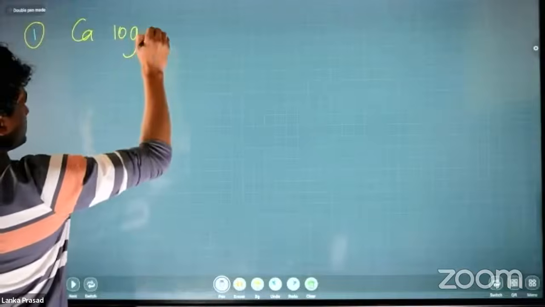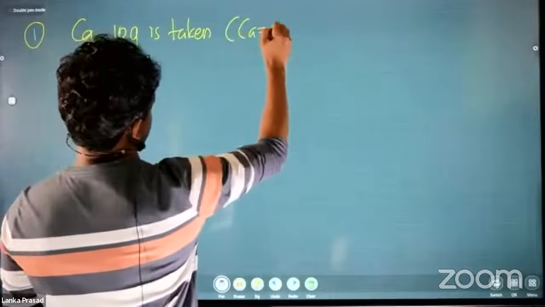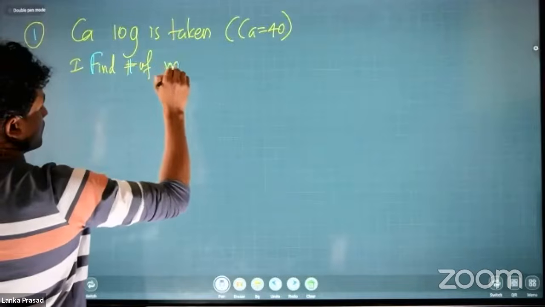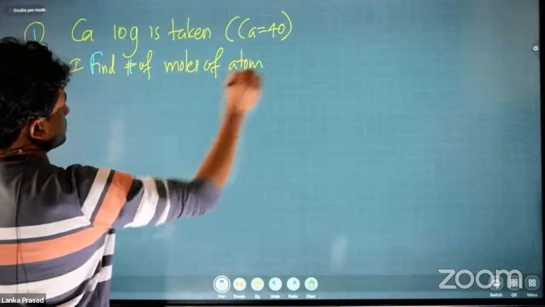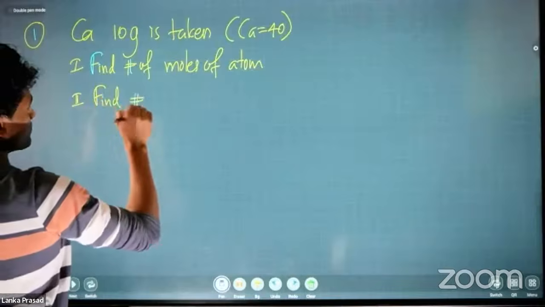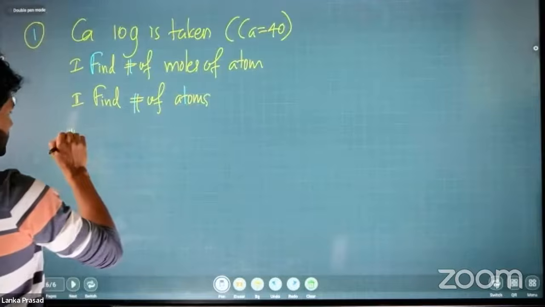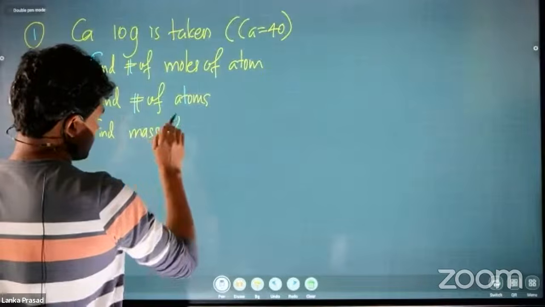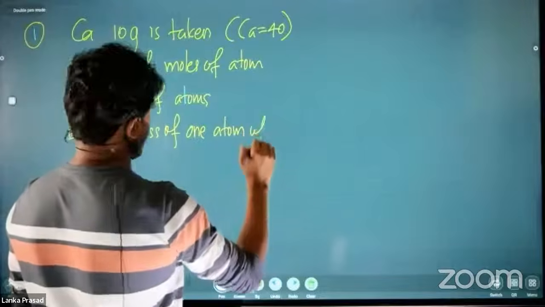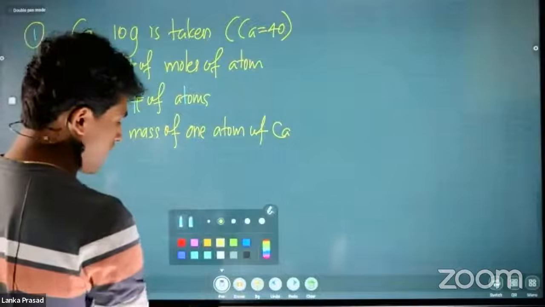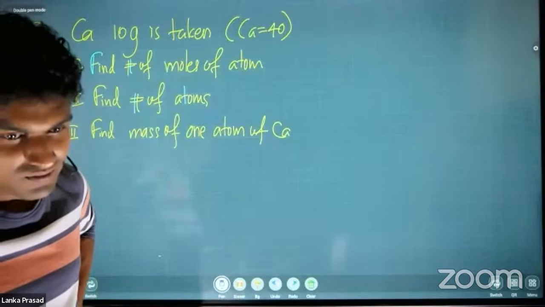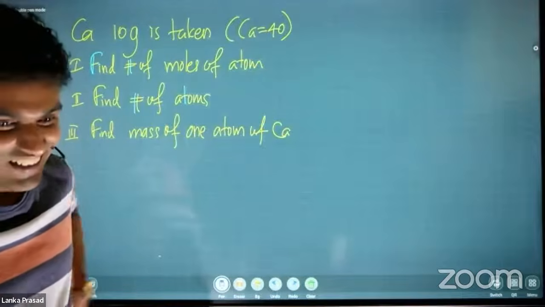Calcium, 10 grams is taken. 1 calcium is equal to 40. Then find the number of moles of atoms. Then they can find the number of atoms. Third, find the mass of 1 atom of calcium. Other one. Find it. It's easy, right?